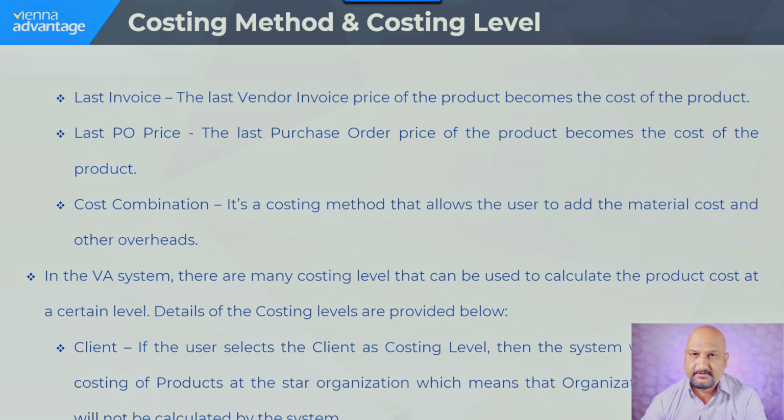The next one is the cost combination, and that's the interesting one and my favorite as well. The cost combination is explicitly developed by Vienna Advantage. Among all these methods we have discussed so far, only standard costing is the method where you would be able to enter the data for the cost, and this cost contains all the direct and indirect costs.